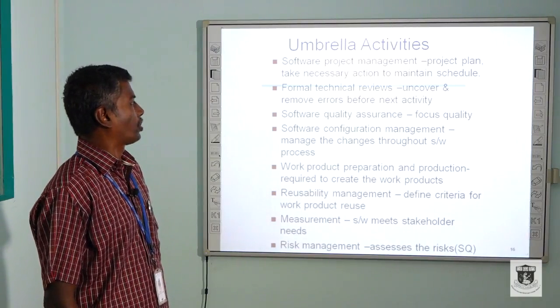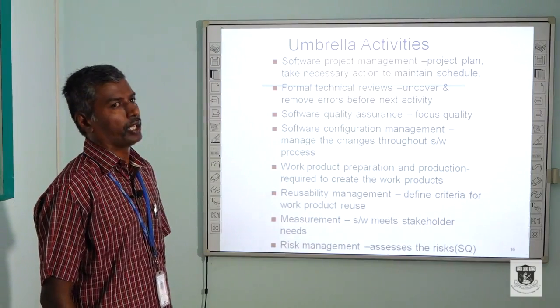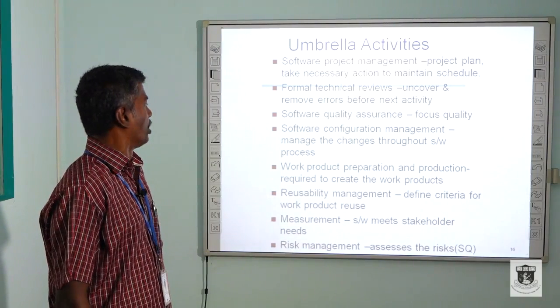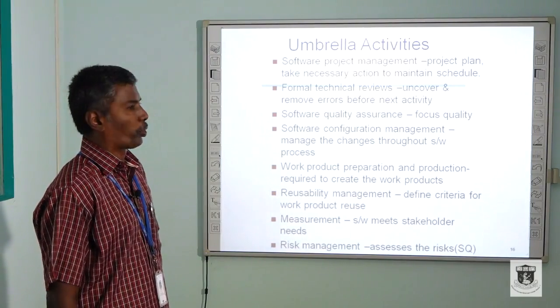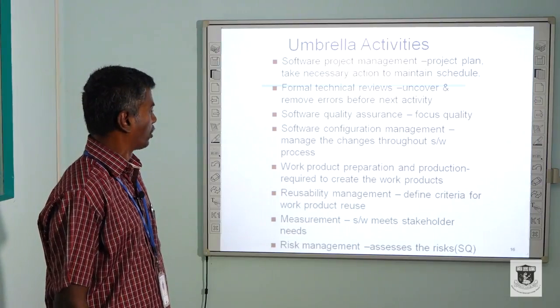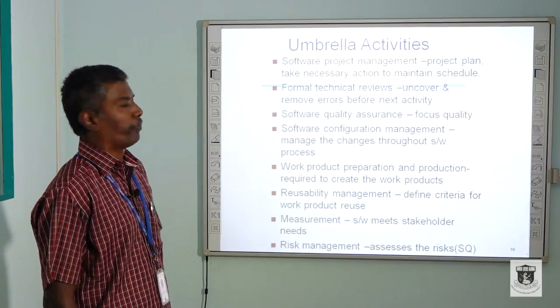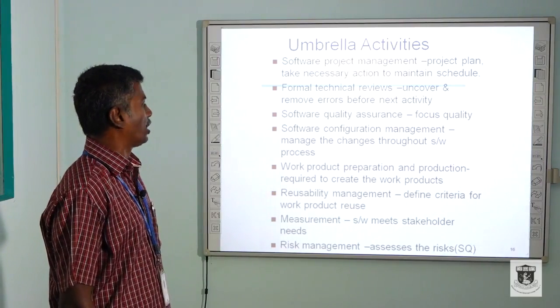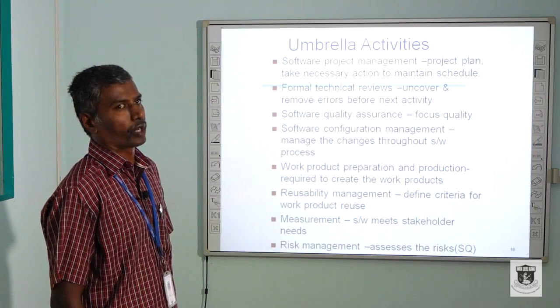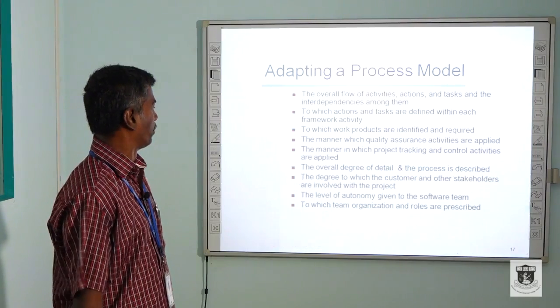Work product preparation and production means creating the work products that we need. Reusability management defines the criteria for work products for the purpose of reuse. Measurement means the software meets the stakeholder needs or requirements. Risk management assesses the risks, what software quality risks are possible.